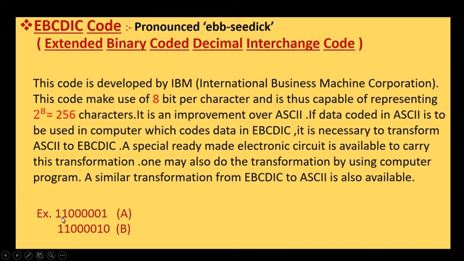Now let us see some examples that are represented in 8-bit EBCDIC code. The code 11000001 is designed for representing alphabet A in uppercase, while the code 11000010 is for representing alphabet B in uppercase. In a similar way, there are different types of EBCDIC codes available that are given in your textbook. That chart is given, you can observe that.